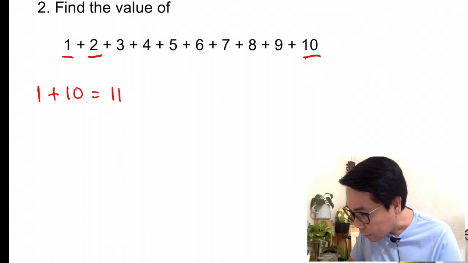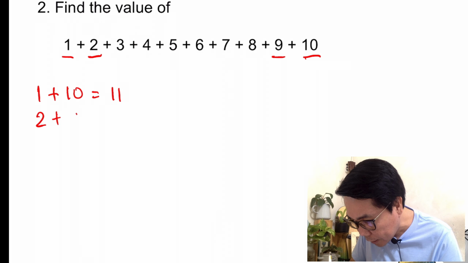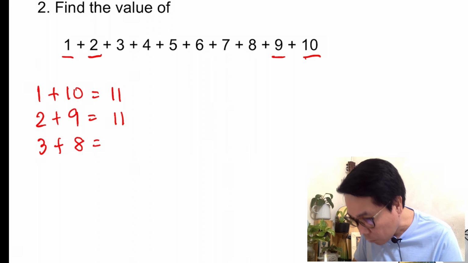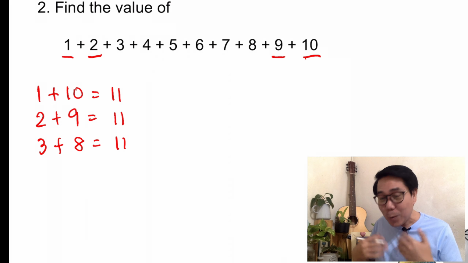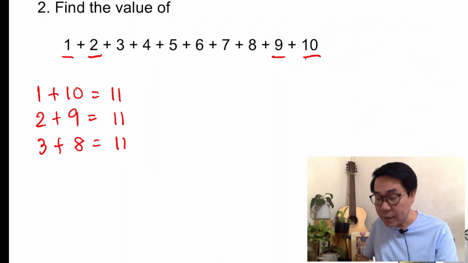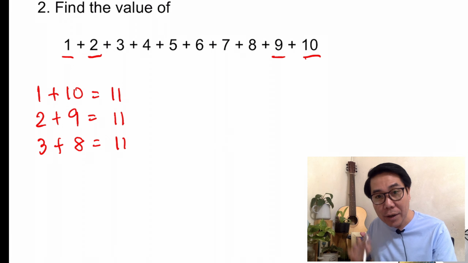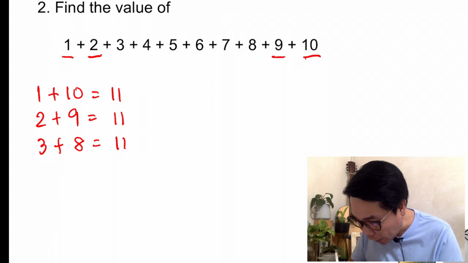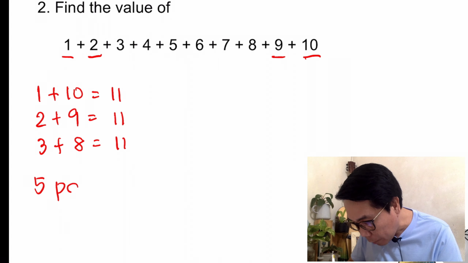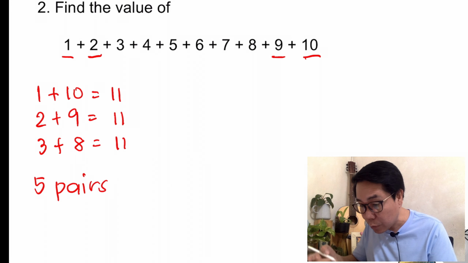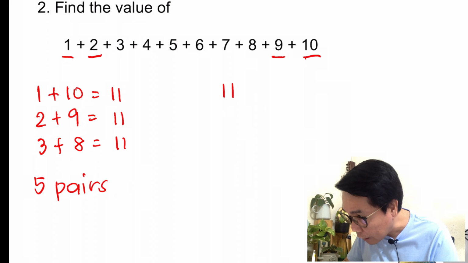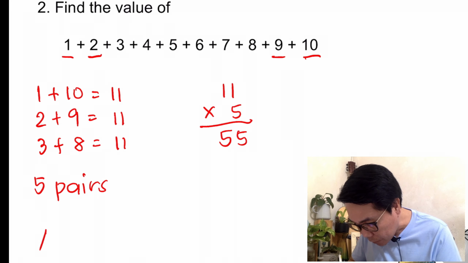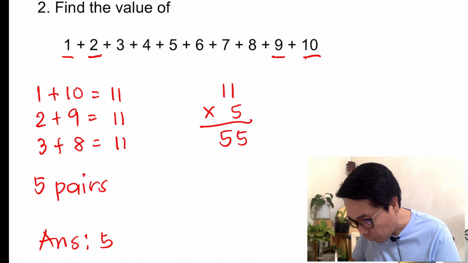Then we have 2 plus 9, which is still 11. And then we have 3 plus 8 is equal to 11. So in other words, the sum of each pair of numbers is 11. How many pairs are there? There are 10 numbers, so there will be 5 pairs, since 10 divided by 2 is 5. So we have 5 pairs of numbers which add up to 11. So we have to multiply now. 11 times 5 is equal to 55. So our answer, the value, is 55.